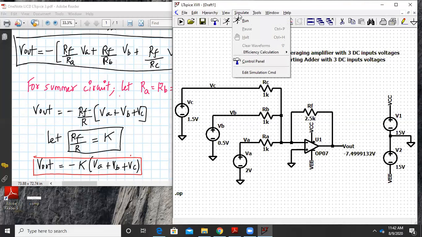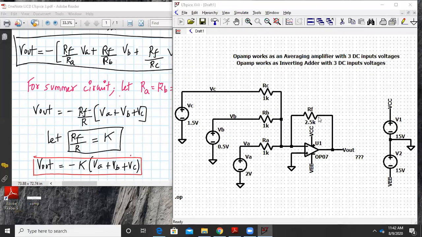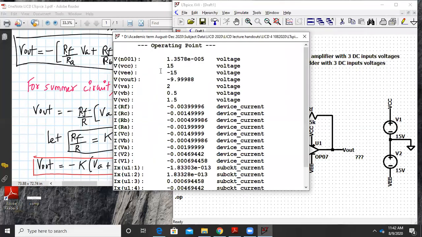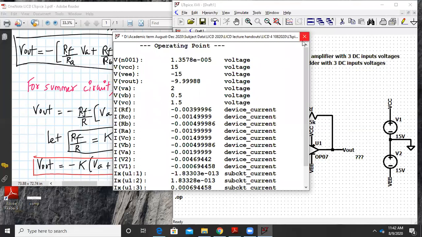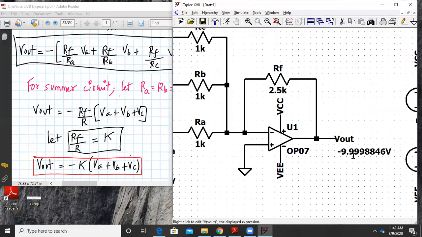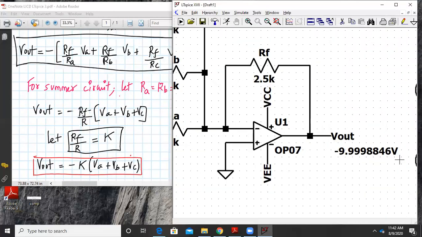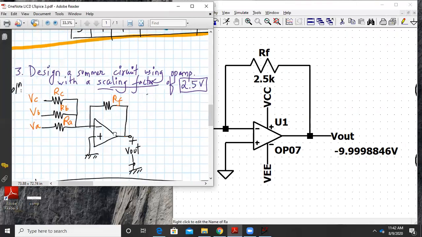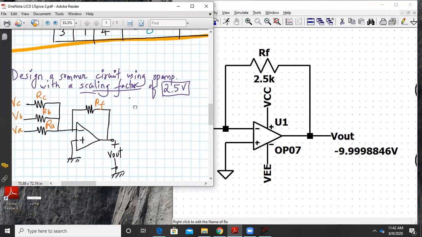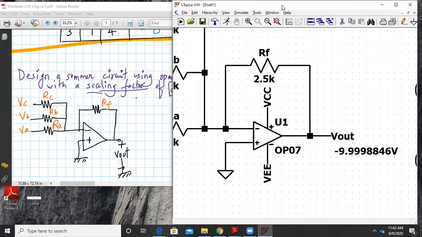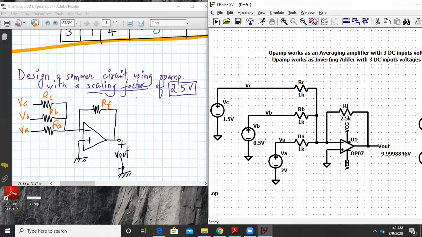Okay, so let us try that. So we'll run, and we are getting at the output minus 9.99 here, as you can see. V out is minus 9.99, so it is going as we have predicted. Hence, we have successfully designed a summer circuit with a scaling factor of 2.5 and with 3 DC input voltages.